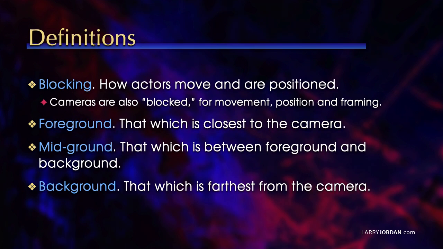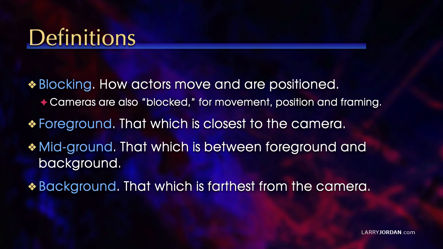Blocking is how actors move and are positioned. Cameras are also blocked, especially when you have multiple cameras for film or video. We block them for movement and position and framing. There's foreground, that which is closest to the camera, midground, that which is between the foreground and the background, and background, that which is farthest from the camera.